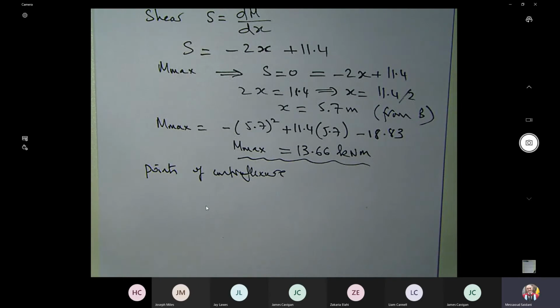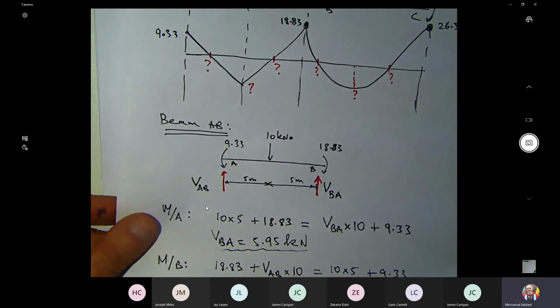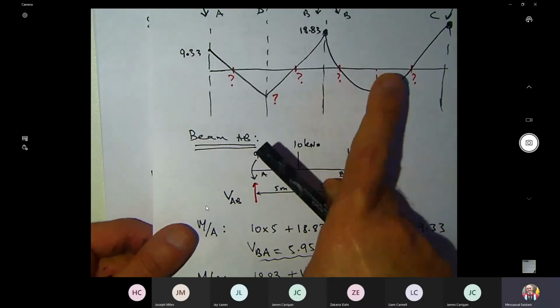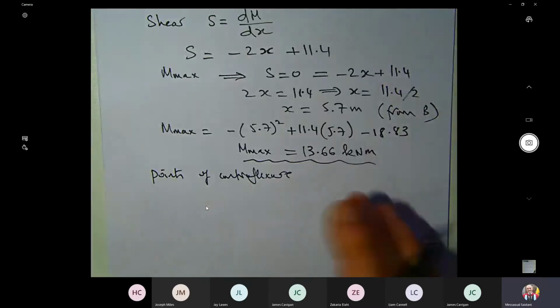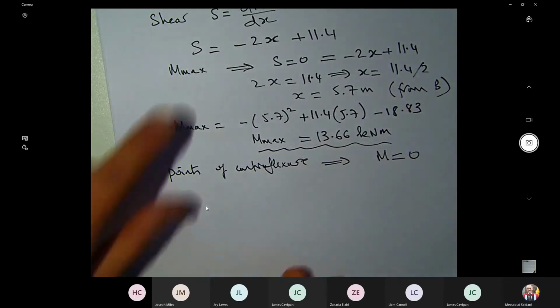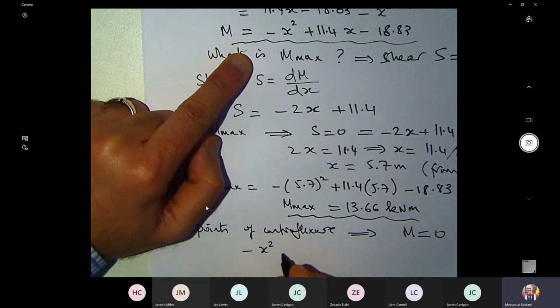So the points of contraflexion, we're looking for these points here. And we know there are 2 points. Now, the points of contraflexion correspond to moment equal to 0. So here we have M is 0 this time, and therefore we have this equation: minus x squared plus 11.4x minus 1883 equal to 0.